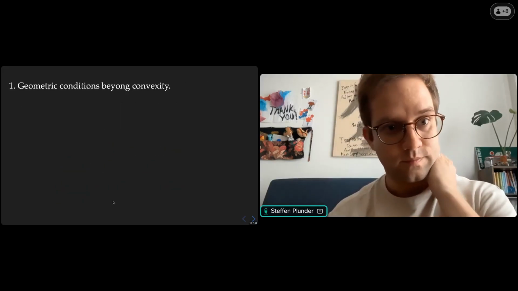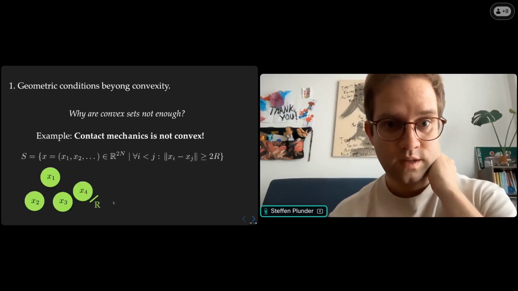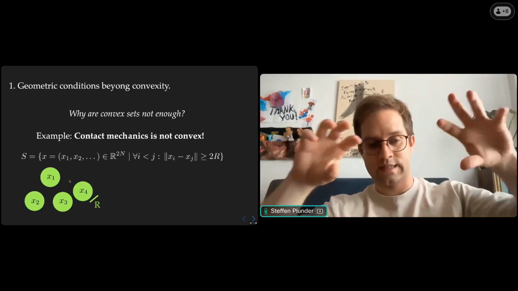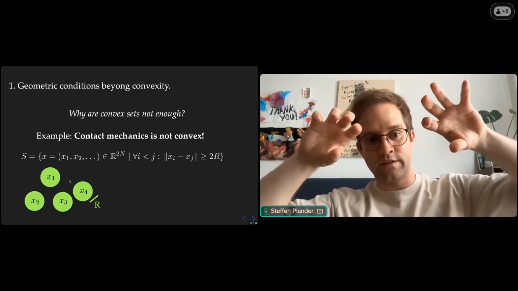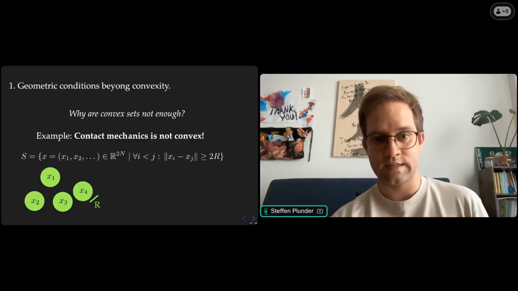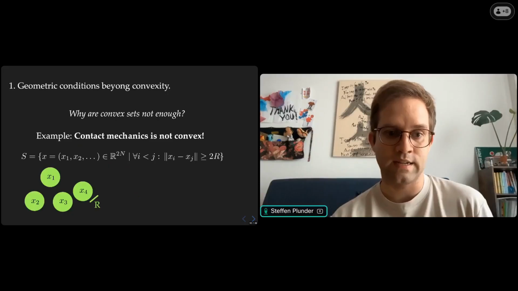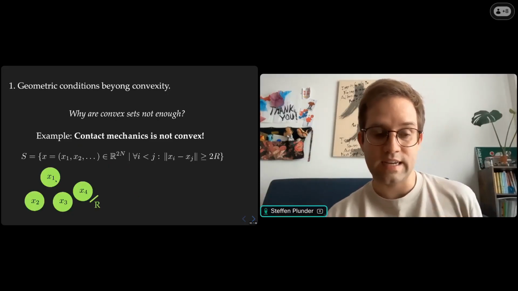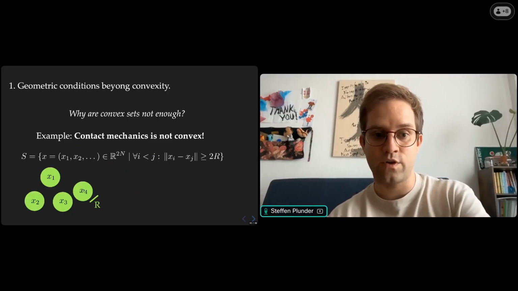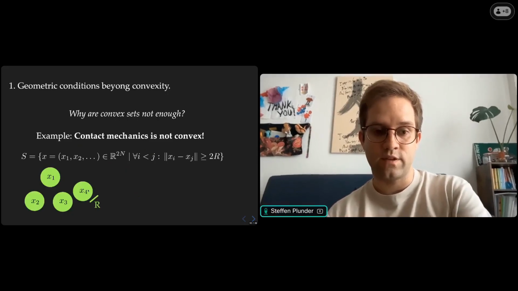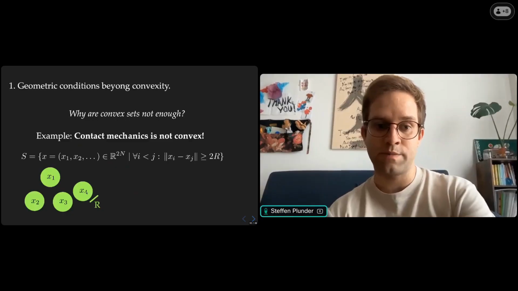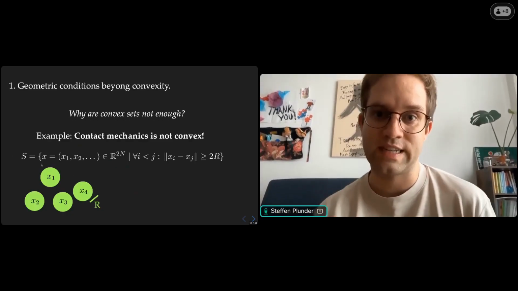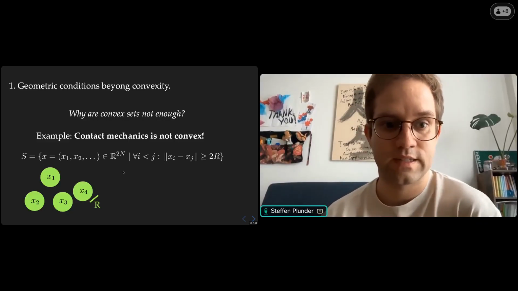Let's look at why convex sets are not enough. Like I mentioned in the introduction, if we have cell migration, then usually we want to consider the set of non-overlapping cells, and this set is not convex. You can easily see that: for example, cell X4 is not overlapping with X1 at the moment, and if you jump over X1 it's also not overlapping, but in between there's a state where they would overlap, so it's not convex.